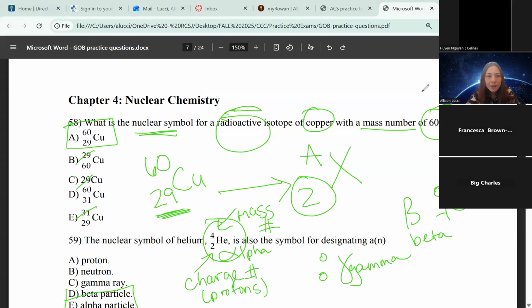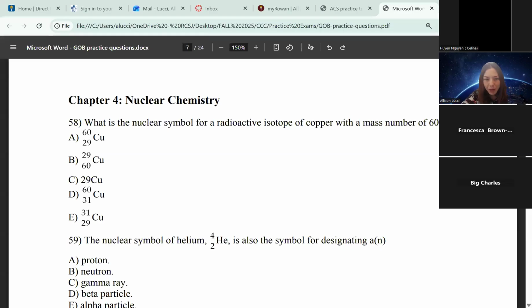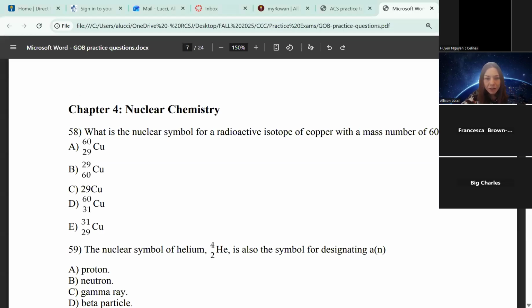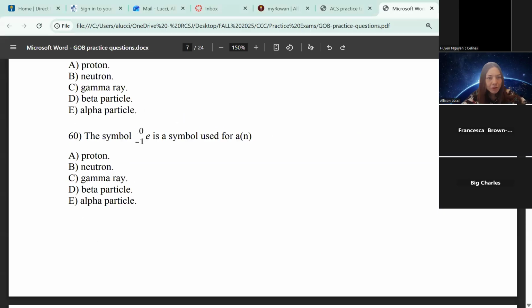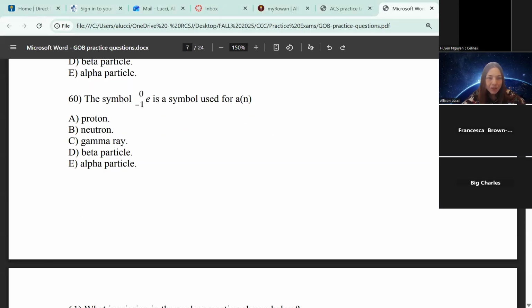And then we'll look at some of those nuclear equations. There's some easy math that we can do. If you recall, we just have to account for the mass up top and then the charge on the bottom when we look at these nuclear reactions. So there's our gamma, or I'm sorry, our electron, our beta particle. For number 60, the answer is D.